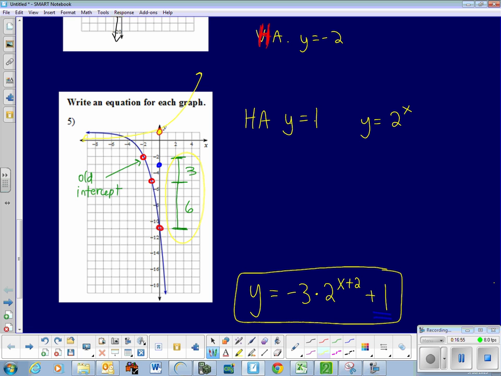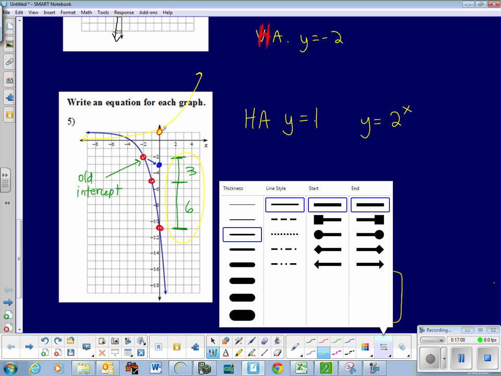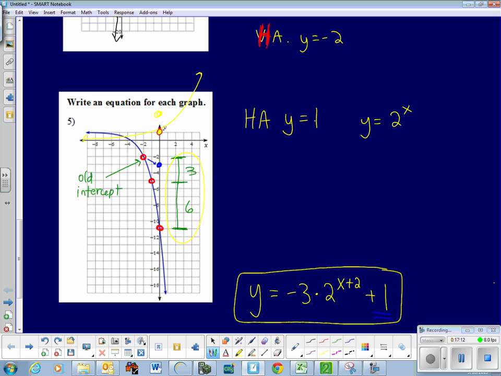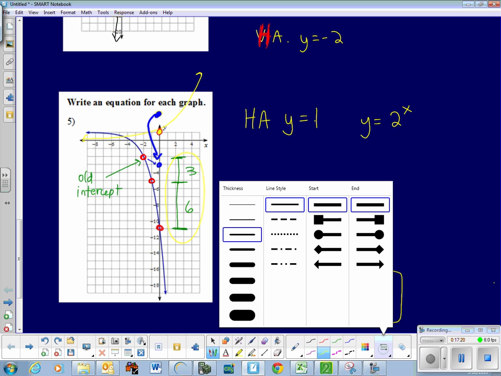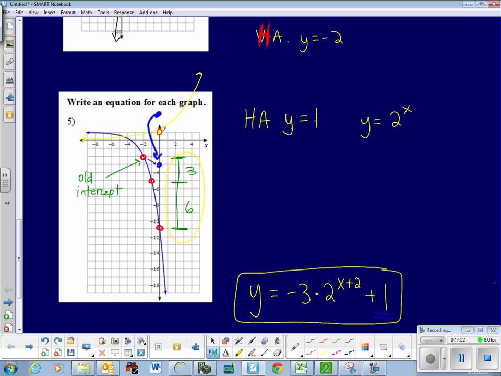There's how I get the x + 2 and the +1. But in order to get from the old intercept to there with a vertical flip, I had to come from +3 down to here to -3. So all those things put together, I think is enough info.